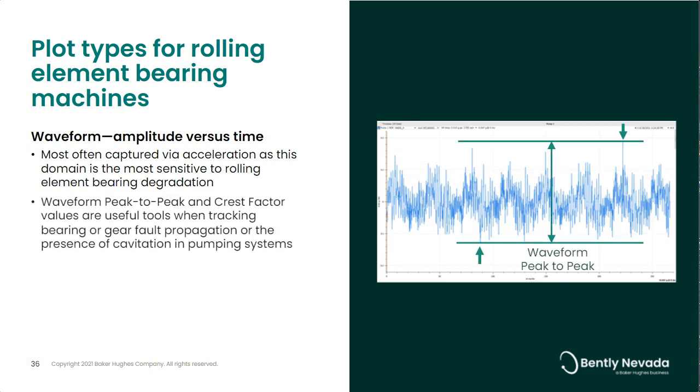Two key parameters that we measure are the waveform peak-to-peak and the crest factor values. These are very helpful indicators of bearing and gear health and are also used to highlight the presence of cavitation in pumps. Shown in the image to the right, the waveform peak-to-peak is a measure of the difference between the maximum positive and maximum negative amplitudes that are present in a waveform sample.